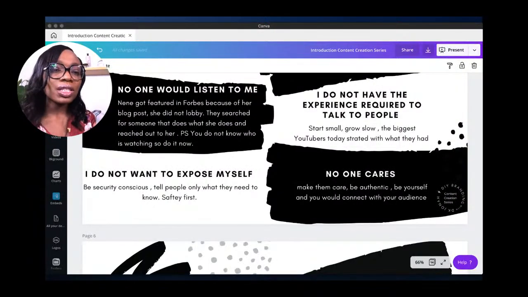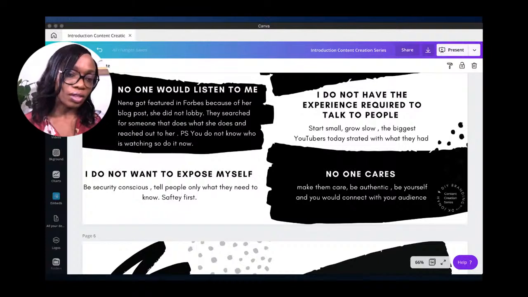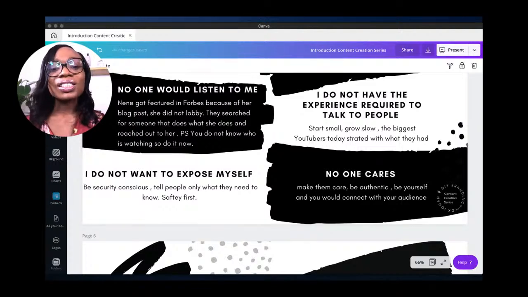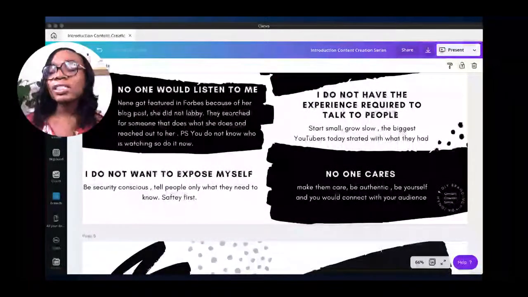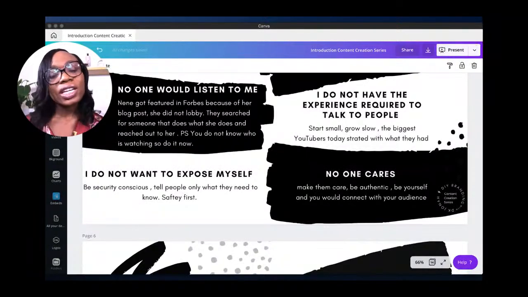Remember, social media is just one part of your life. It's not your whole life. Choose the part you want to share and share it. No one cares. That's another reason. If you've not tried to connect with them, why should they care? Make them care. Be authentic. Be yourself, and you will connect with your audience.